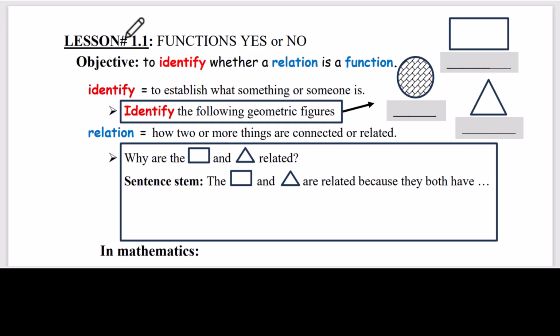Hello and welcome. Today's lesson is titled Functions, Yes or No. The objective of today's lesson is to identify whether a relation is a function or not.